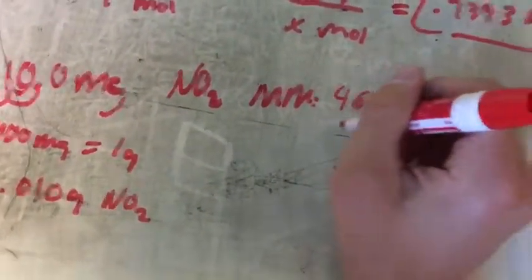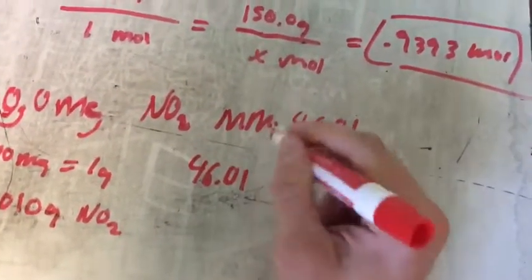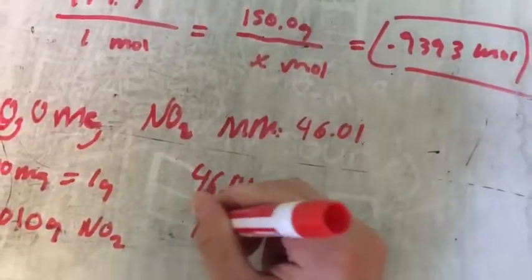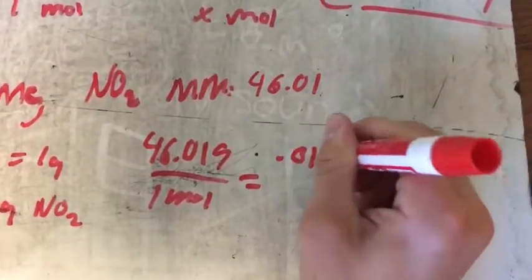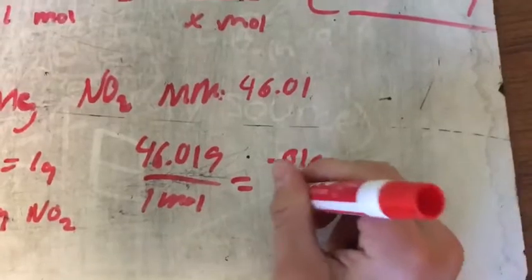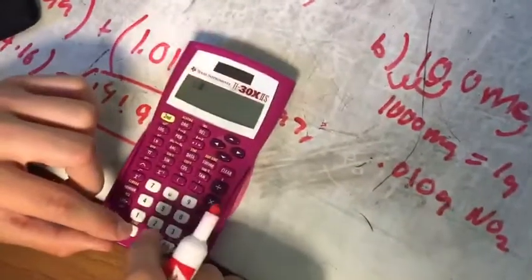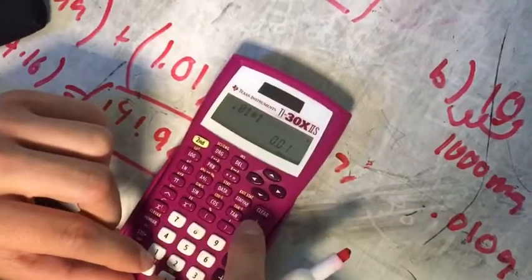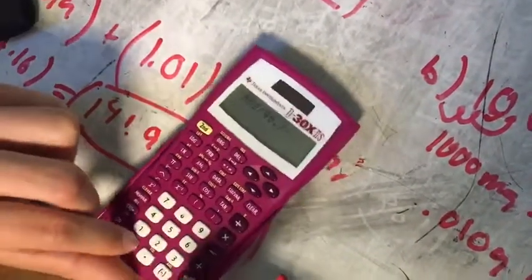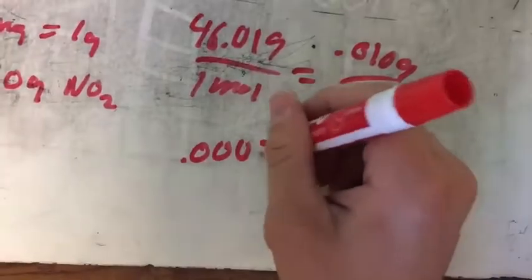So we use a proportion. 46.01 grams per 1 mole is equal to 0.010 grams over X moles. We'll solve the proportion to find X. So 0.01 times 1 divided by 46.01, and you get 0.000217.